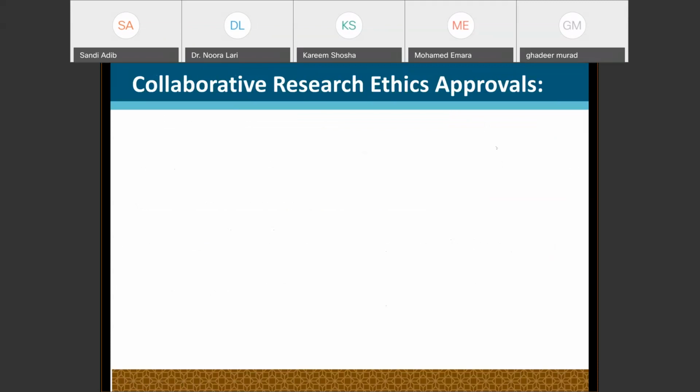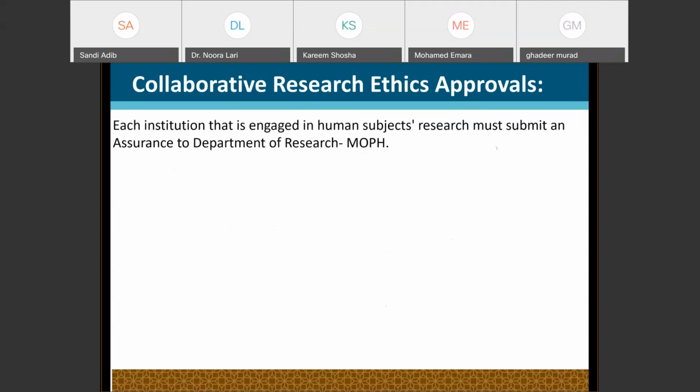The last thing I would like to draw your attention to is the collaborative research ethics approval. This is mainly related to the collaborative institutions. So if you have collaborators, let's say local institutions or foreign institutions, you have to make sure that those institutions or the collaborators from those institutions have the assurance from MOPH.